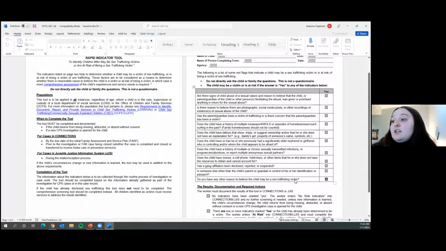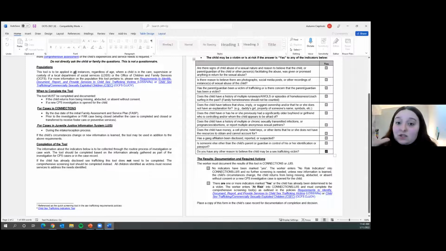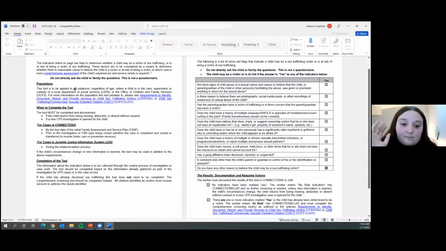And then this question, the last question, is the most important. So do you have any other reason to believe the child may be a sex trafficking victim? So if there's any reason at all, if you just have that gut feeling that something's going on and they might be a sex trafficking victim, just submit it like that. And then we'll go into the comprehensive.